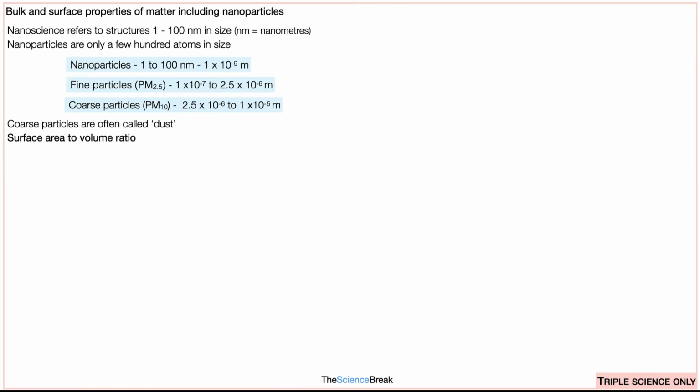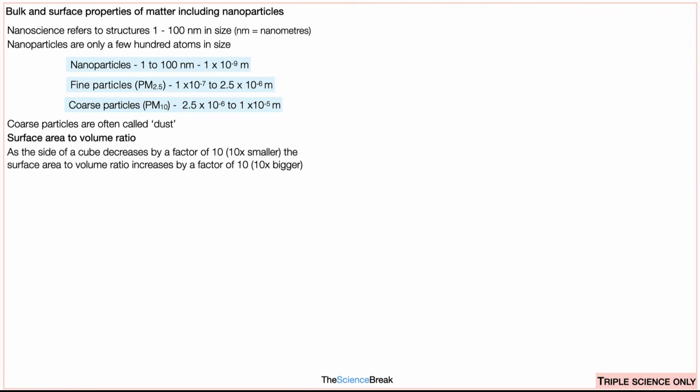Surface area to volume ratio. This is quite important to know about when we're talking about the properties and applications of substances with nanoparticles. As the side of a cube decreases by a factor of 10, in other words 10 times smaller, the surface area to volume ratio increases by a factor of 10. That's 10 times bigger. So let's have a look.